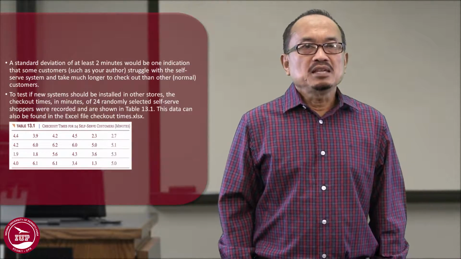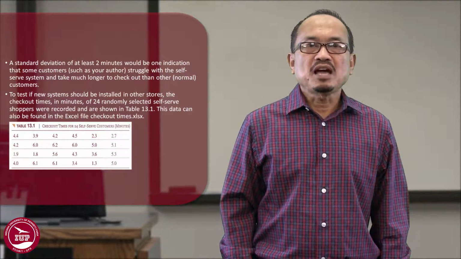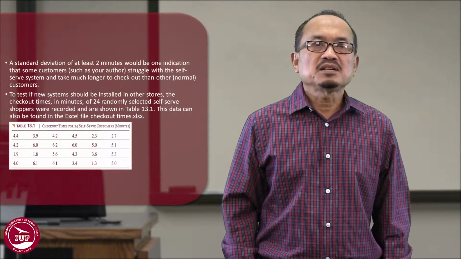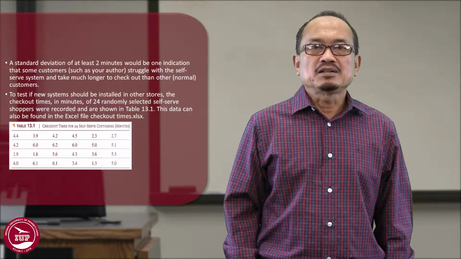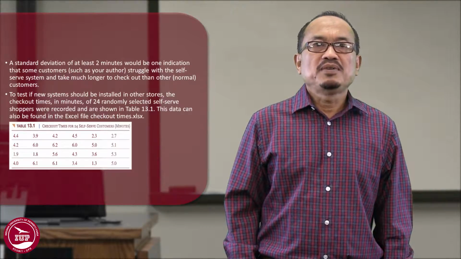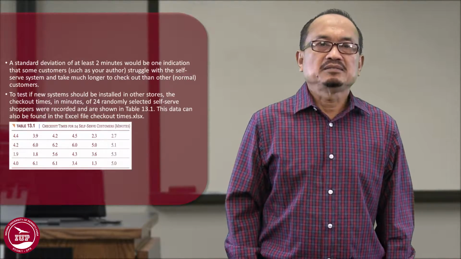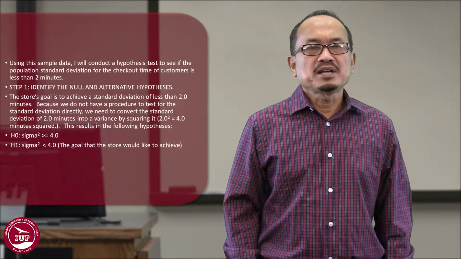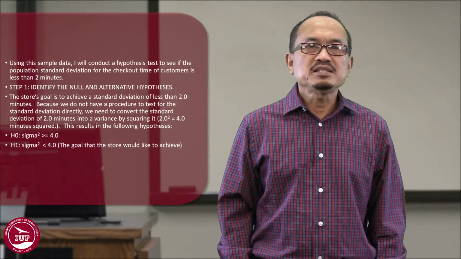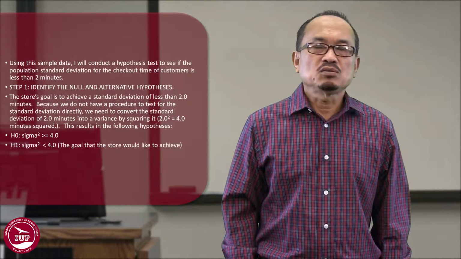To test if the new system should be installed in other stores, the checkout times in minutes of 24 randomly selected self-serve shoppers were recorded and are shown in Table 13.1. This data can also be found in the Excel file checkout-time.xlsx. Using this sample data, we will conduct a hypothesis test to see if the population standard deviation for the checkout time of customers is less than 2 minutes.